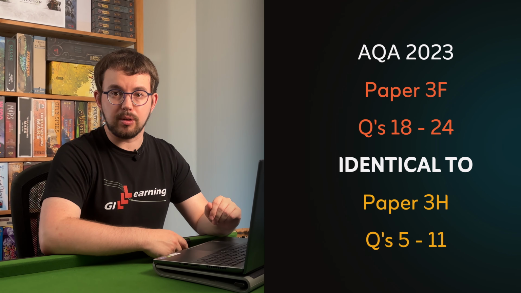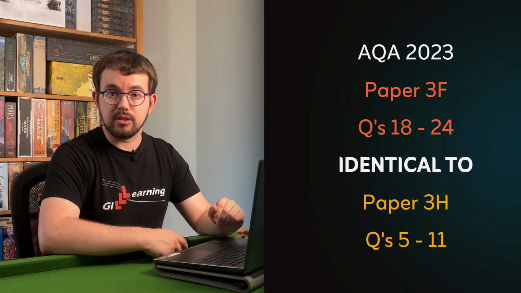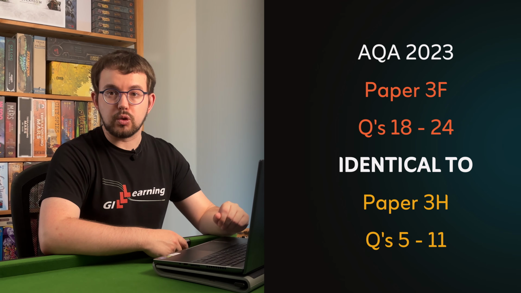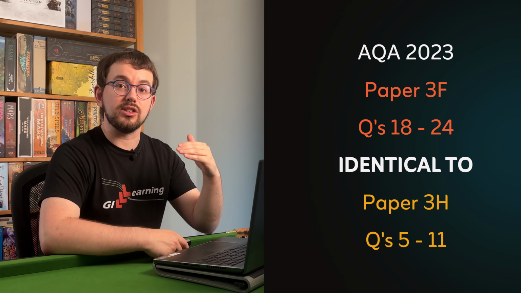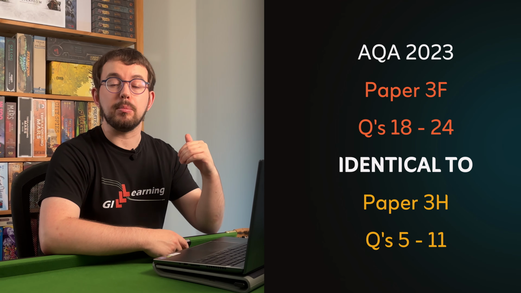On the 2023 AQA GCSE papers, questions 18 to 24 in paper 3F were identical to questions 5 to 11 in paper 3H. That's a 22 out of 80 mark overlap, a pattern that repeated on papers 1 and 2 as well, meaning that 27.5% of higher tier marks were available from foundation paper questions.